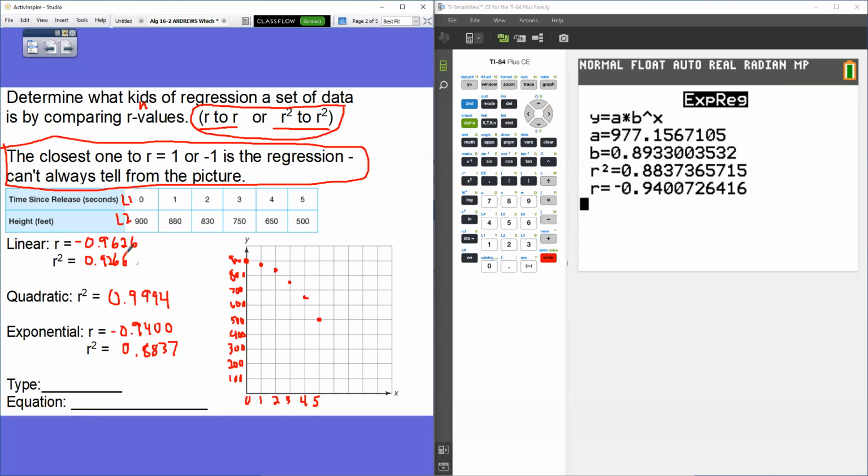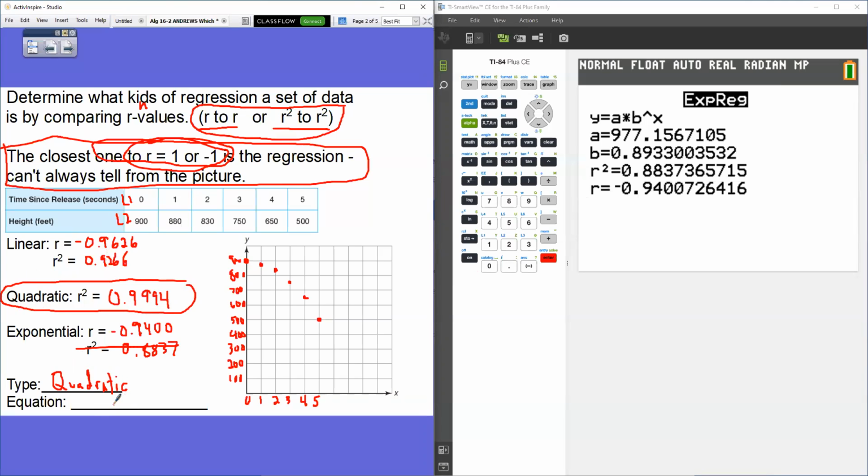Now that you have these 5 values here, you want the one that is closest to 1 or negative 1. So what number here out of these 5 is closest to 1 or negative 1? Well, they all start with 0.9, except for this last one. That one's definitely out. And then we have a 0.96, 92, 99, and 94. Well, the 99 is the closest. So this has to be quadratic, because that is the number that is closest to 1 or negative 1.